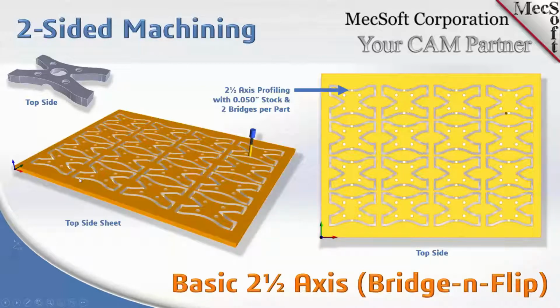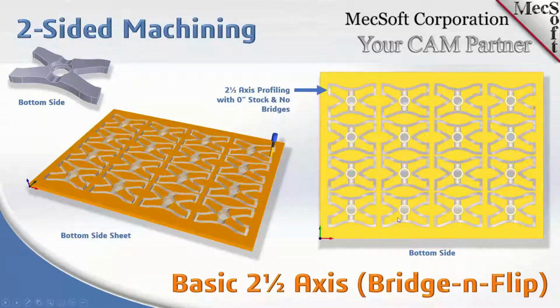So here we see the top side of the part. You can't really see the tabs very well, but the tabs are in there. This is maintained as one stock sheet. You can pick that up after setup one. These will all stay in the stock. You flip it over, and then you program side two and run it on the machine, and side two will remove the part from the stock.